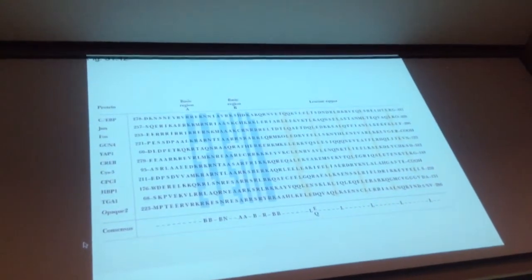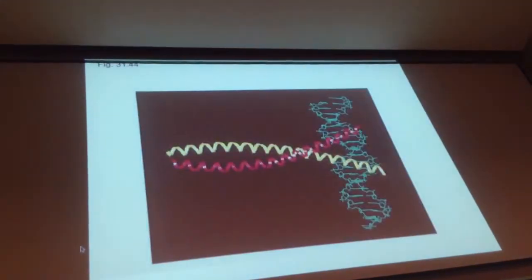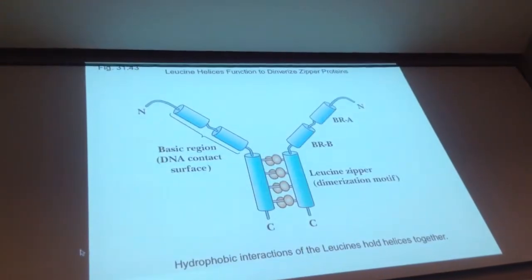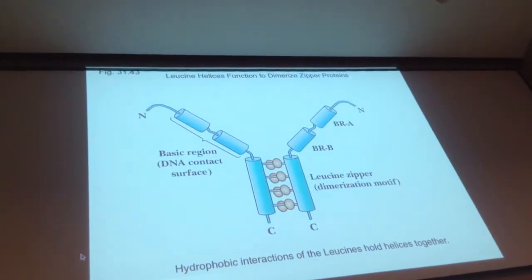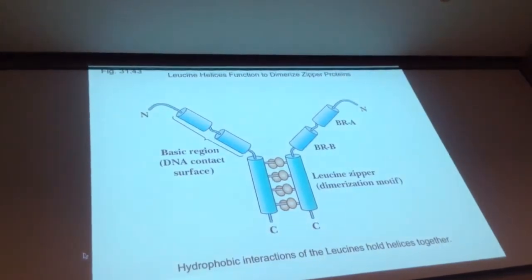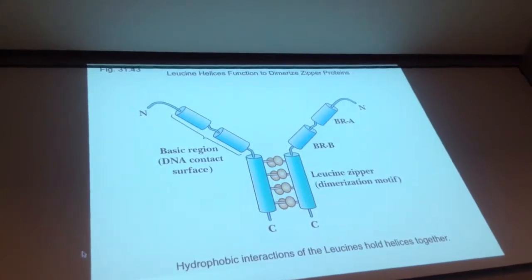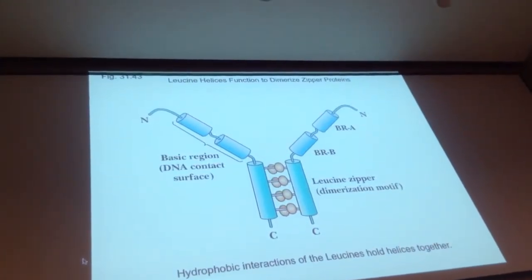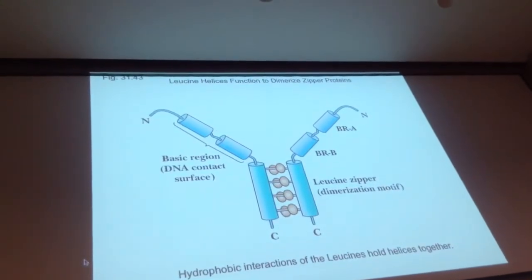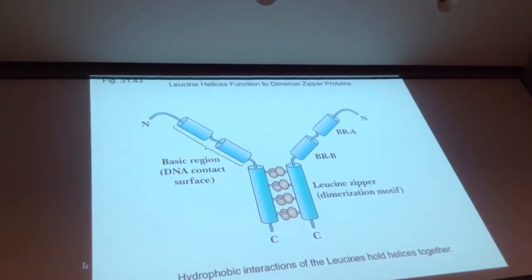This shows it a little better here. You can see how this would bend right there. And as it does bend like that, it wraps around the DNA in the major groove, rather than just sitting straight. So both of these regions can interact with the DNA.